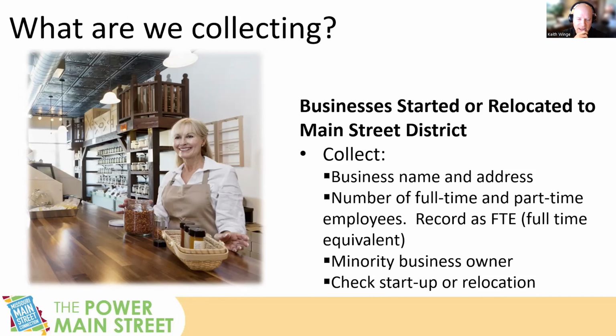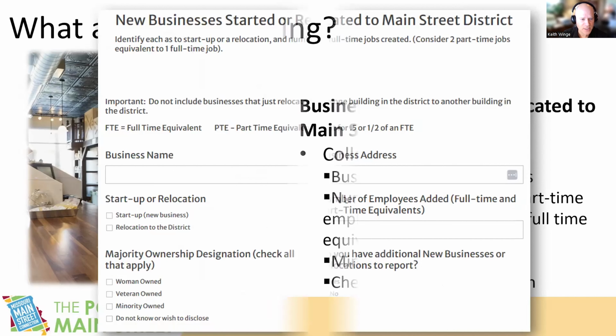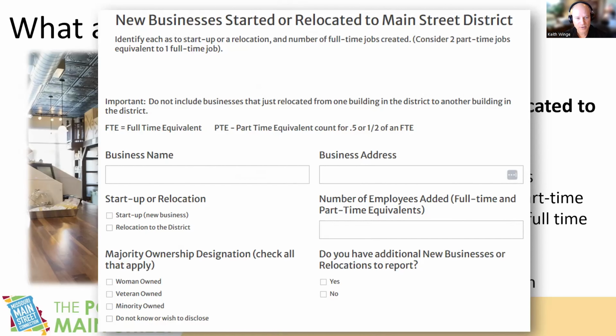And then Main Street America added in the minority business owner section a few years ago, just to do some additional tracking. And we'll show you that we'd like to have that information, but also maybe you don't know or the owners do not wish to disclose that. And then was this a startup or a relocation? So we want to know if the business moved into the district or from another part of town or another community, or was it a startup new business? And so you can see how all of that reports out here on the actual digital report.